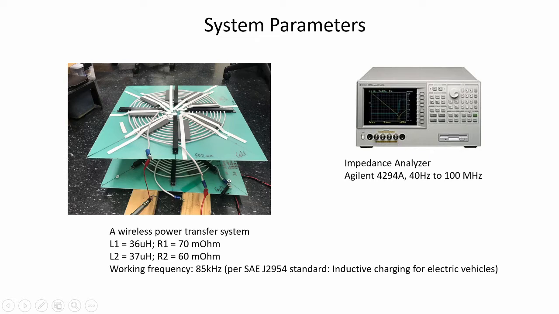And after measuring the coil system by using the impedance analyzer, this is the parameter of the coil system. The inductance of coil number one, which is at the bottom here, is 36 microhenry, and its resistance is 70 milliohm. And coil number two, which is on the top, is 37 microhenry with resistance 60 milliohm. And these parameters are taken at 85 kilohertz.